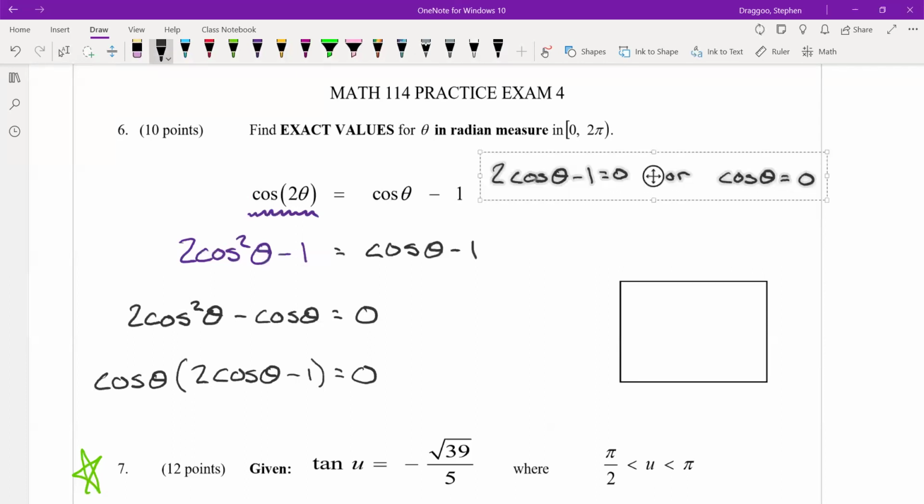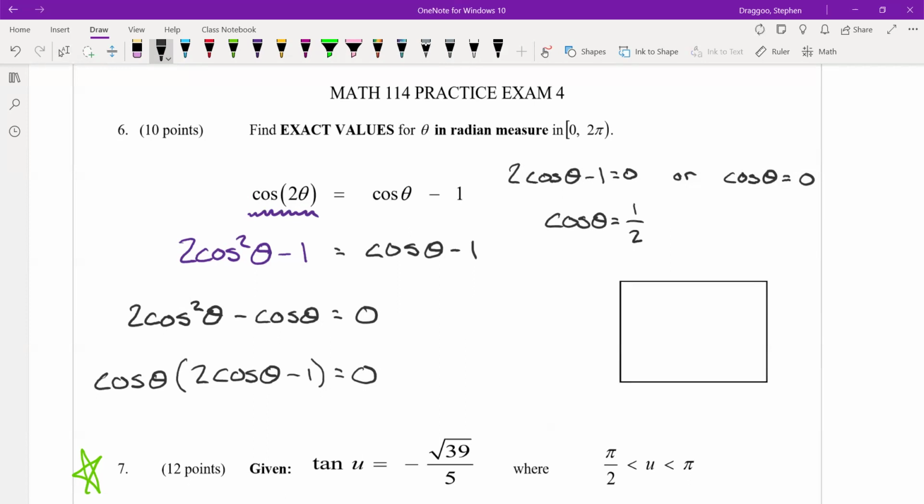Keep that from running off the edge of the screen. And then start solving these. The right equation is already pretty good. I'm ready to solve that one. The left side, I still need to get it in terms of just cosine theta. And if I add 1 to the other side, divide both sides by 2, I'll get 1/2.